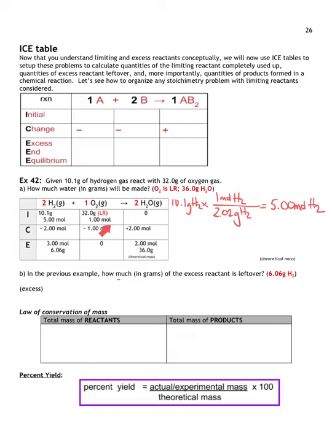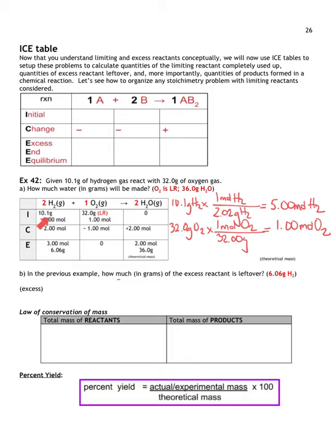I would also do the same conversion on the side for oxygen. So here's my grams of oxygen, and I'm going to convert that to moles of oxygen. And in doing so, I get my moles of oxygen. These are really nice numbers, and they're purposely nice for a reason. So I put my moles in here.